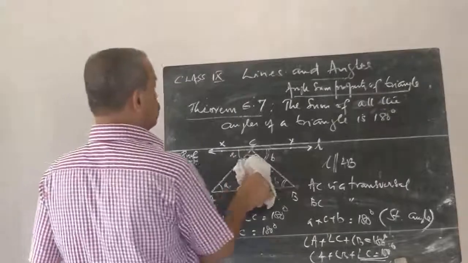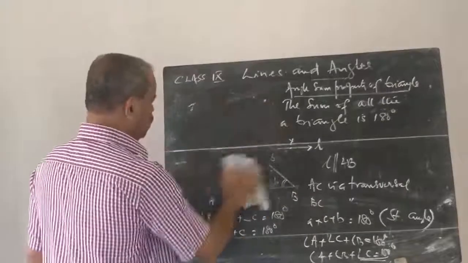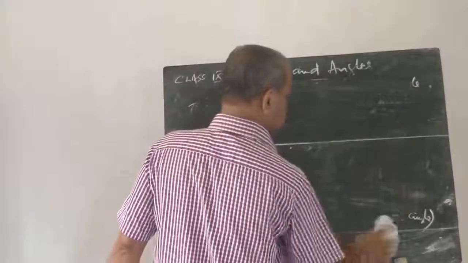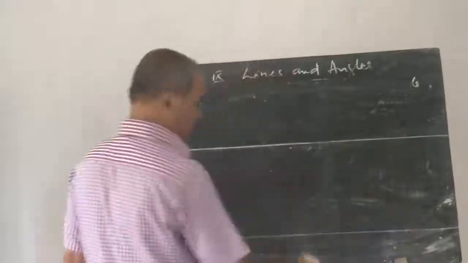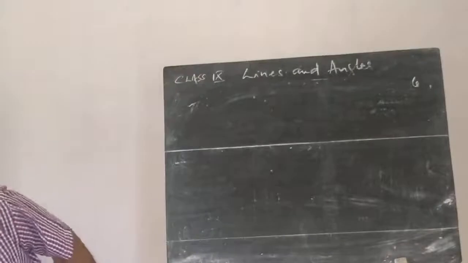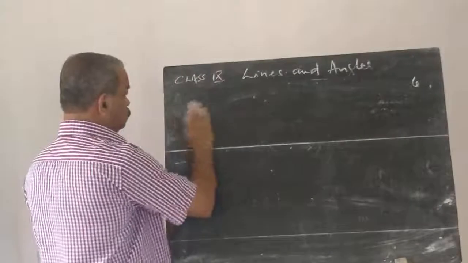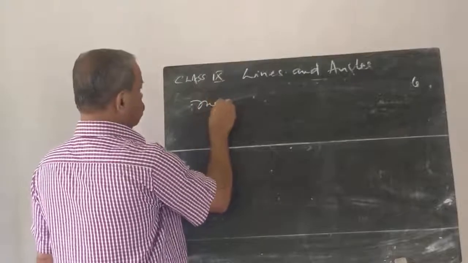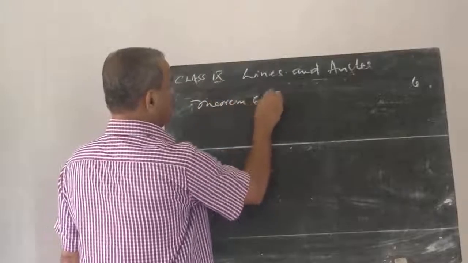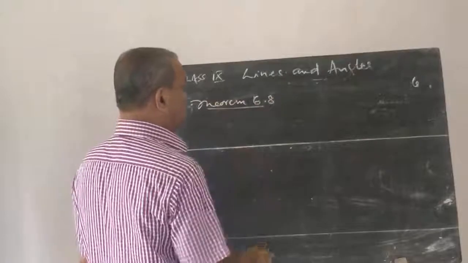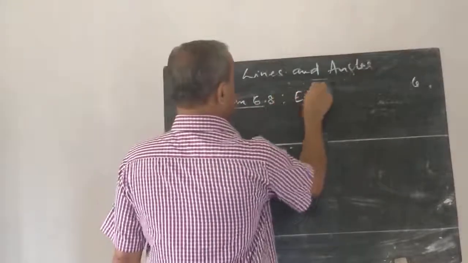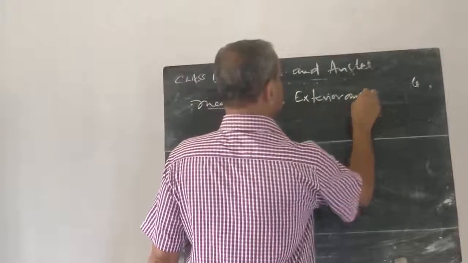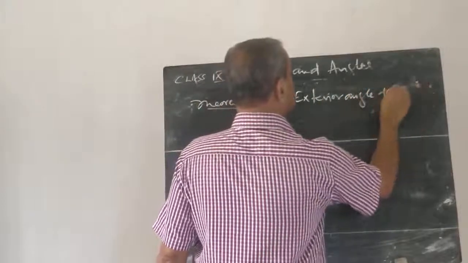We have done 6.7. Now let us consider another theorem. Theorem 6.8. Exterior angle theorem.